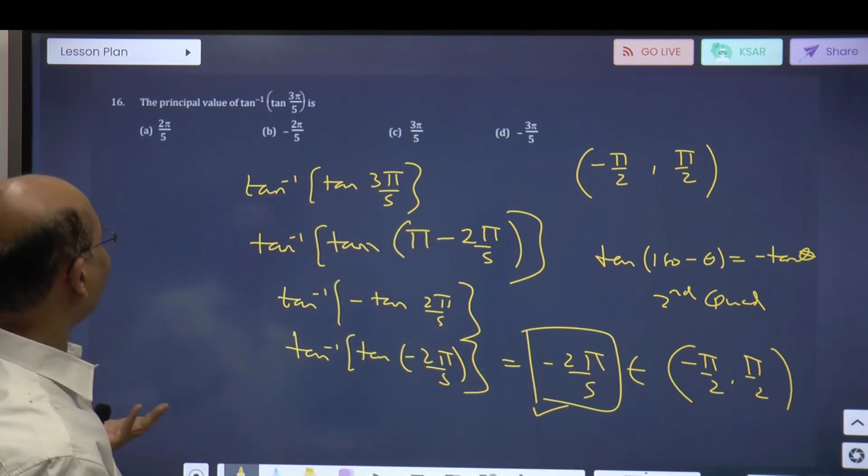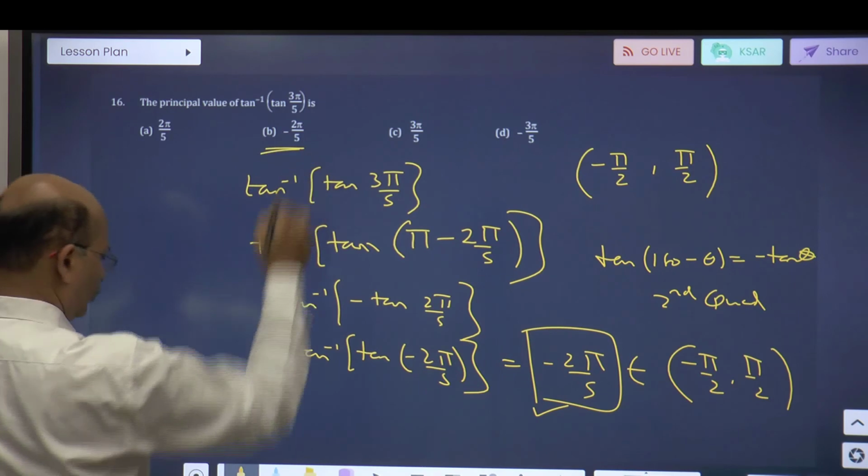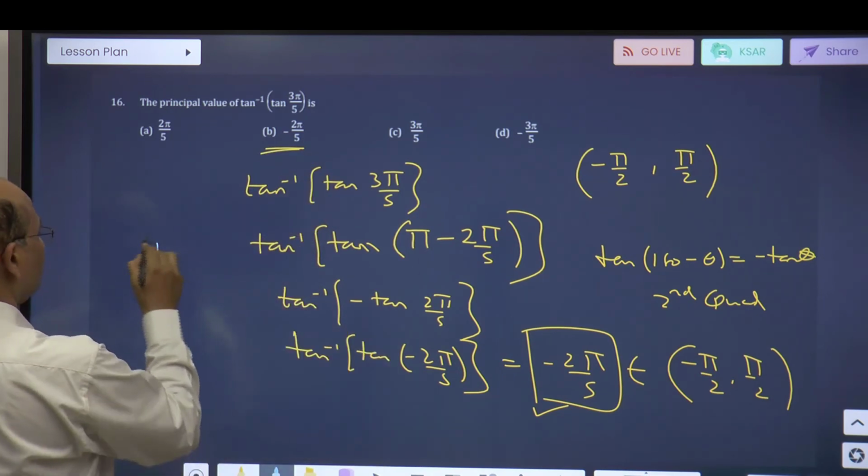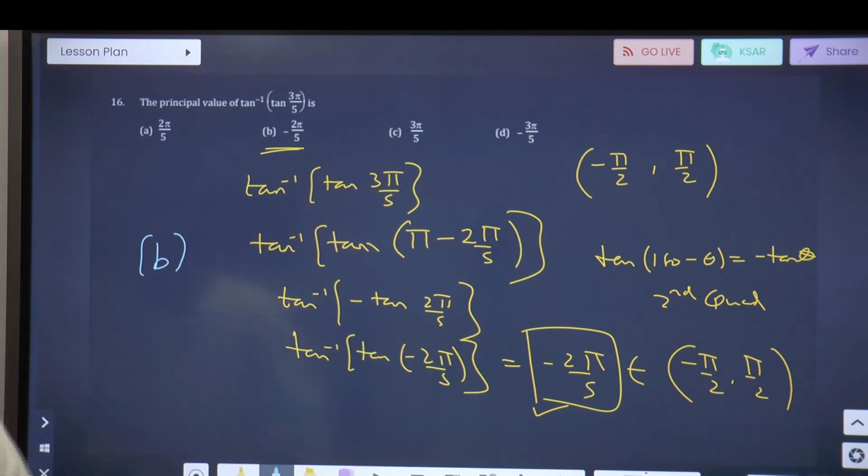But the solution given is -2 by 5? Yes, this is the solution. So I think the option number is B. Let me check it out. 16th one. Where is it? B. Yes, absolutely right.